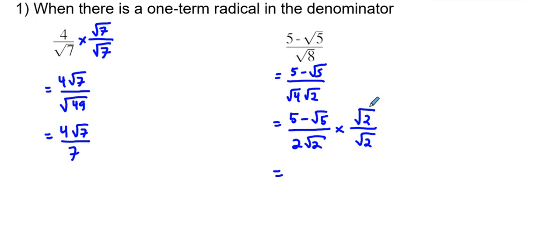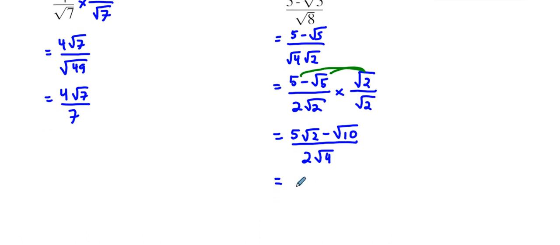So this root 2 needs to multiply both pieces in the numerator, which is different than what we saw in the past example. So we're going to have 5 root 2 minus root 5 times 2, which will be 10. Then in the denominator, we're going to have 2 times root 4, 2 times 2. And again, that was by design, so that the denominator will produce a rational number. We're going to have 2 times 2 in the denominator.